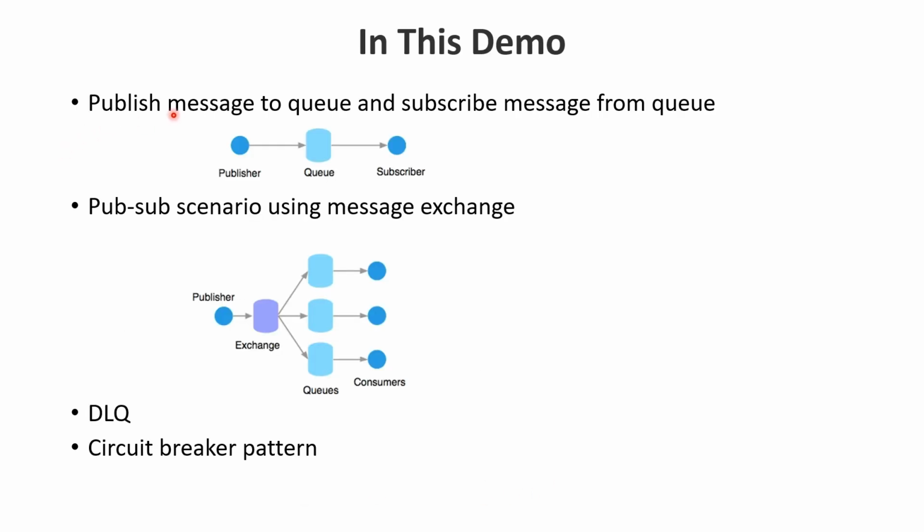In this demo, I will show how to publish a message to the queue, how to subscribe to a message from the queue, and how to consume a message from the queue, and I will also talk about the different acknowledgement modes for the subscriber. I will also demo the PubSub scenario where the same message sent by publishers will be delivered to all the consumers. I will demo the dead letter queue, and at the end I will show you how to implement the circuit breaker pattern in Anypoint MQ.